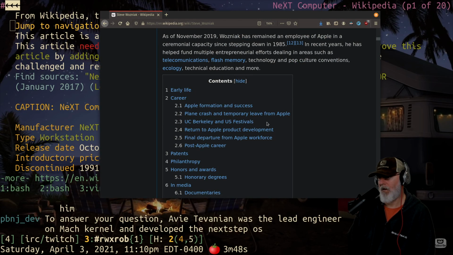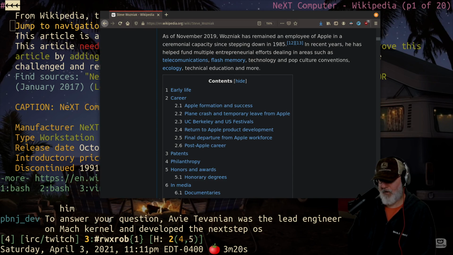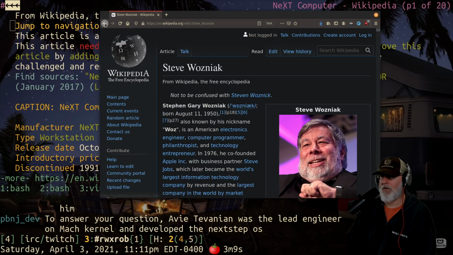So, see Berkeley. Avi Tevanian was the lead designer on the Mach kernel and developed the Next OS. Yep. I was just reading that on Wikipedia. So Avi Tevanian is the person we should be thanking for the Mach kernel. So the Mach kernel was based on the BSD code, and they must have figured out how to compile it for what was the architecture back then? It was PowerPC. No, that was way later. It wasn't RISC chips. What even was the hardware back then? I don't know what the chipsets were.